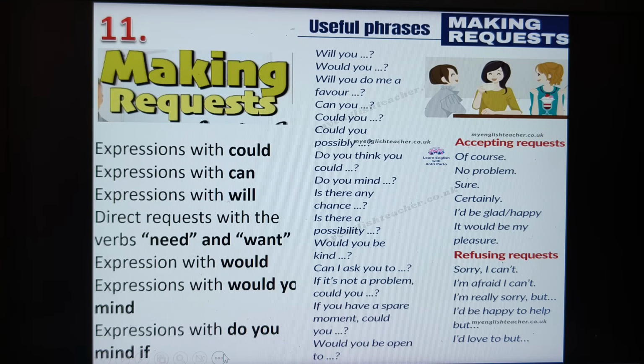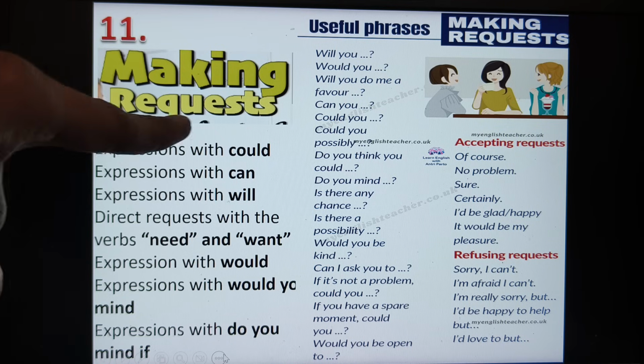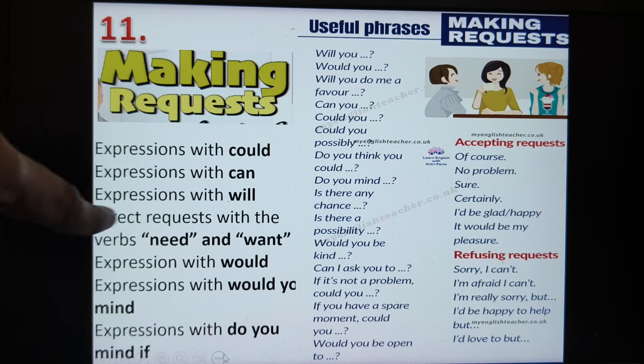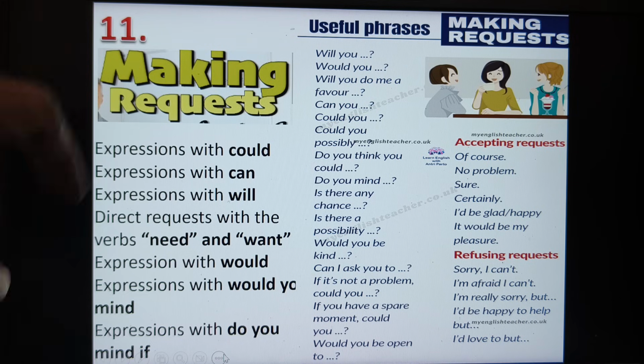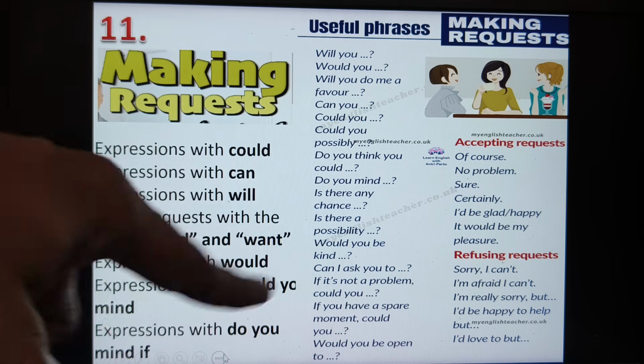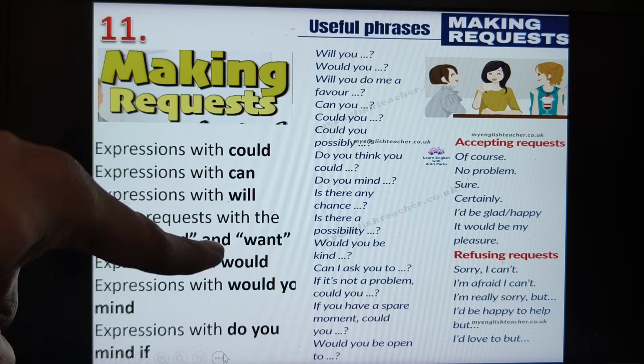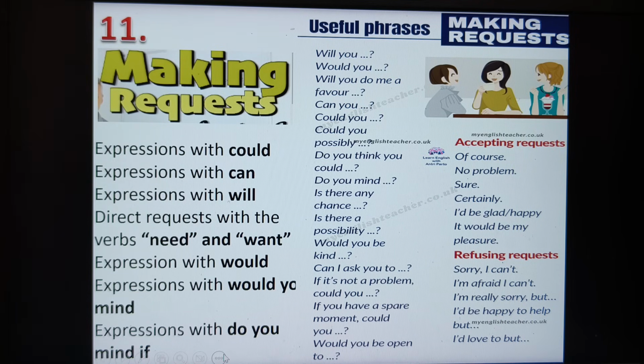And the next one is making a request. This is another way of making our life better. And here we have expressions with could, expressions with can, expressions with will. And the other ones are direct requests with the verbs need and want, expressions with would, expressions with would you mind, and expressions with do you mind if. These are the different kinds of words we use for making requests.